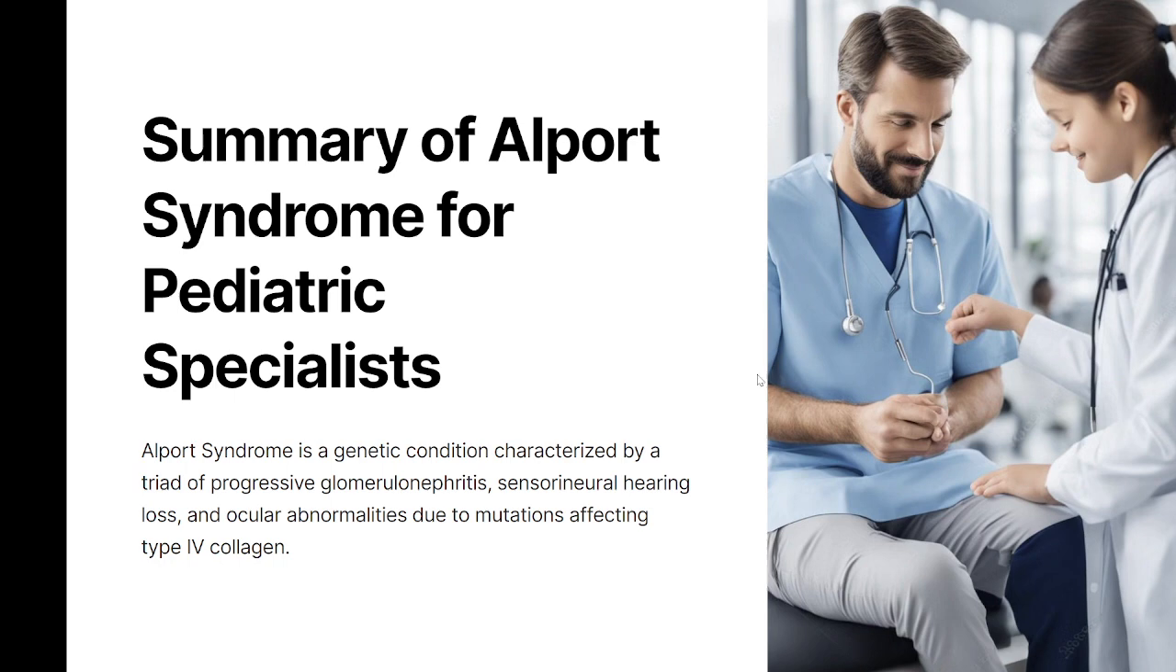Summary of Alport syndrome for pediatric specialists. Overview. Alport syndrome, a genetic condition characterized by a triad of progressive glomerulonephritis, sensorineural hearing loss, and ocular abnormalities due to mutations affecting type 4 collagen.